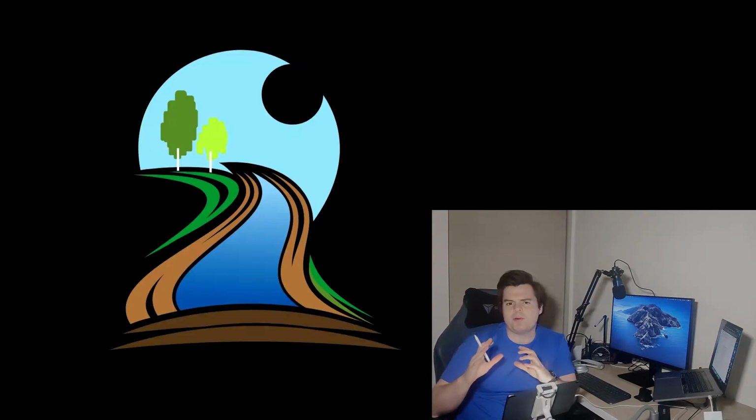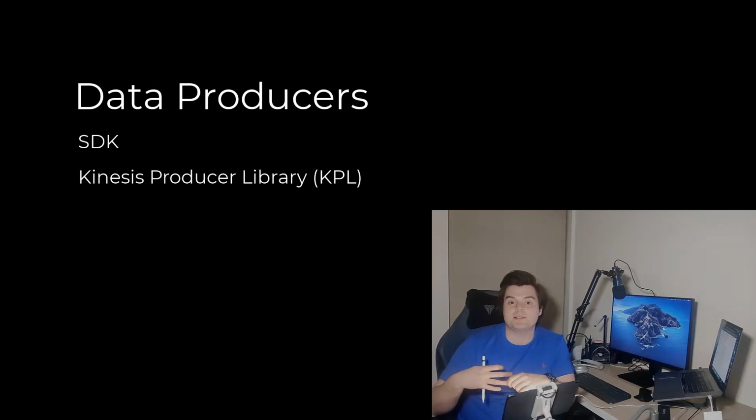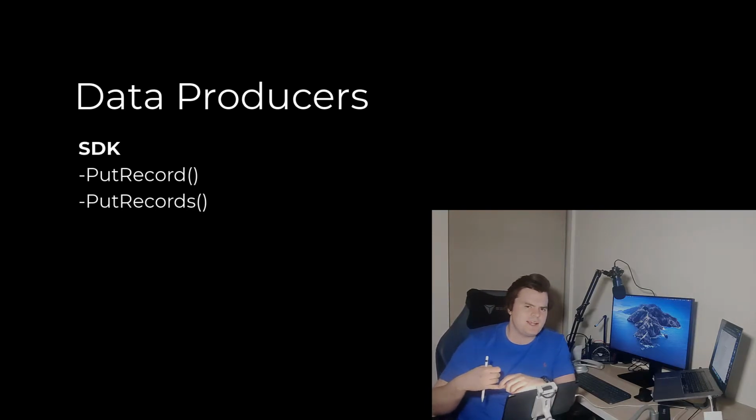And to do that, what we need to do is put that data onto a stream. And that's known as a data producer. And that data producer can put its data onto that stream in two ways in AWS. One is using the SDK, and one is using the Kinesis producer library. So the SDK is a very simplistic way. It calls the Kinesis API.